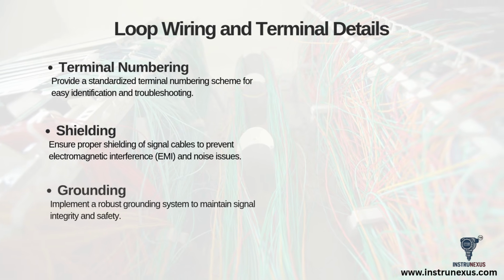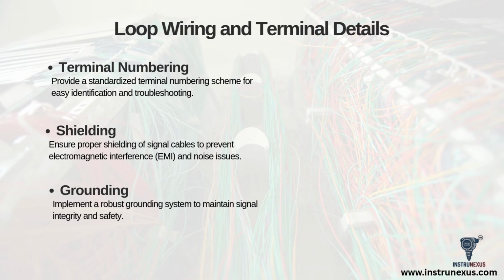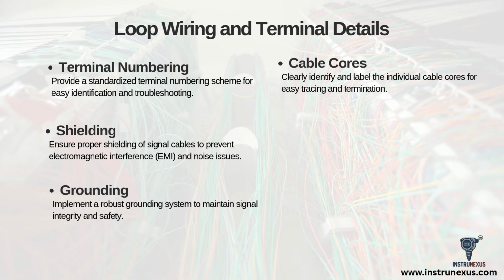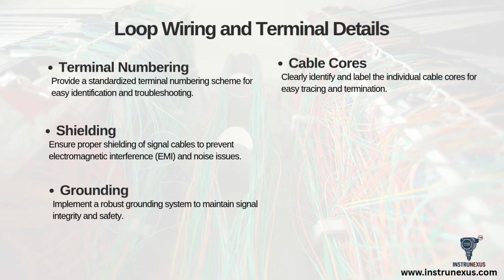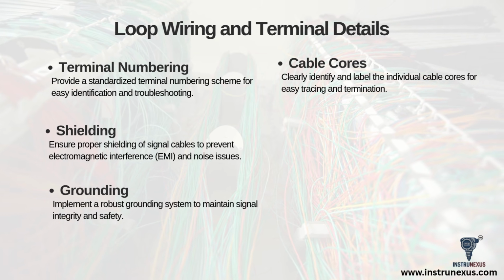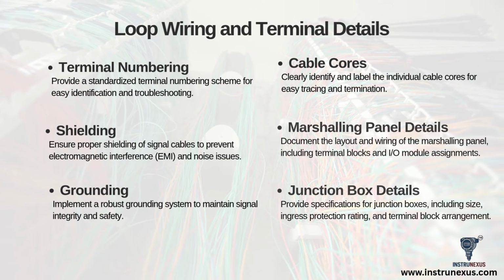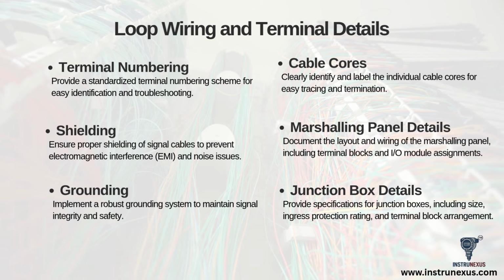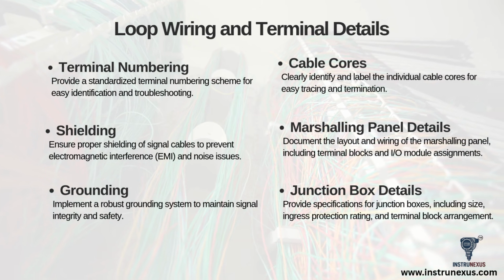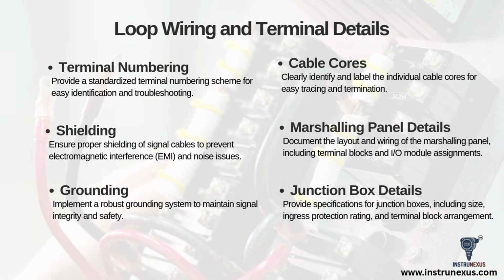This leads to grounding. A robust grounding system is critical for both signal integrity and safety. The diagram specifies where instrument grounds are connected. We also specify cable cores, identifying the exact color or number for each wire. Finally, the diagram provides junction box and marshalling panel details, documenting the terminal block arrangement and I/O assignments.